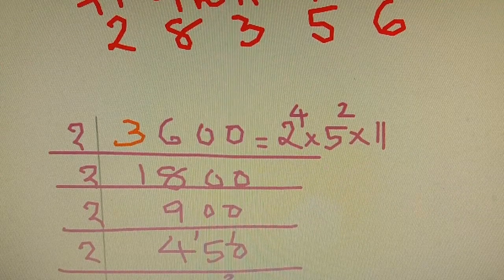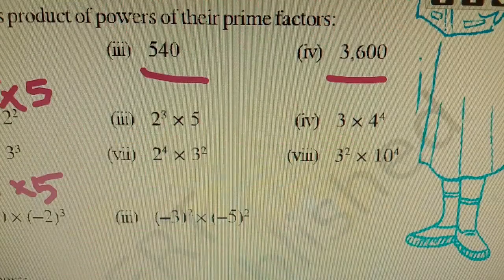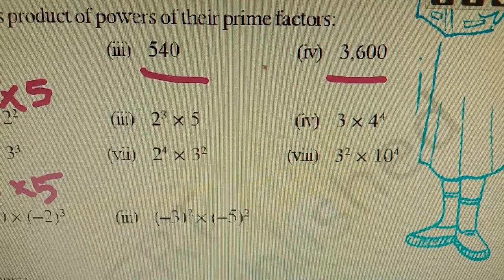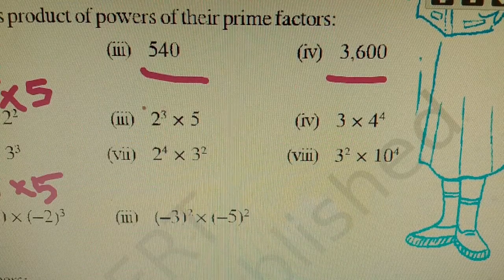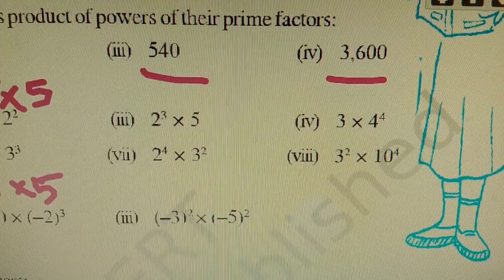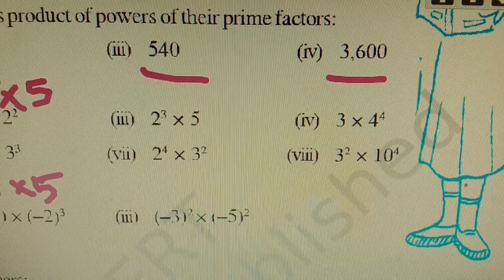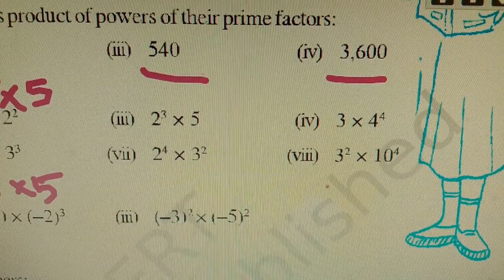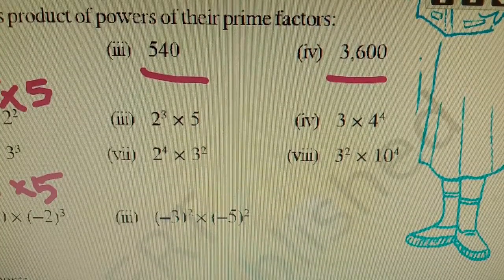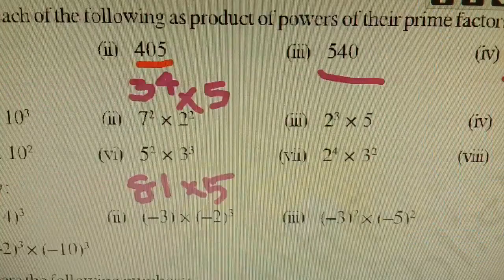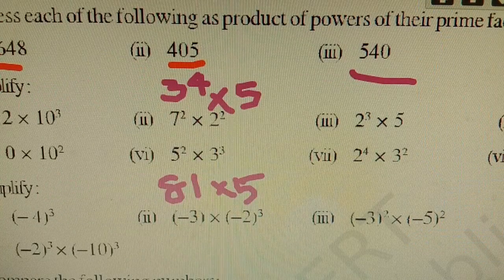If you can divide fast, then this calculation is so simple. So division and multiplication you should do fast. For that some practice is needed, so do different questions of the same type.